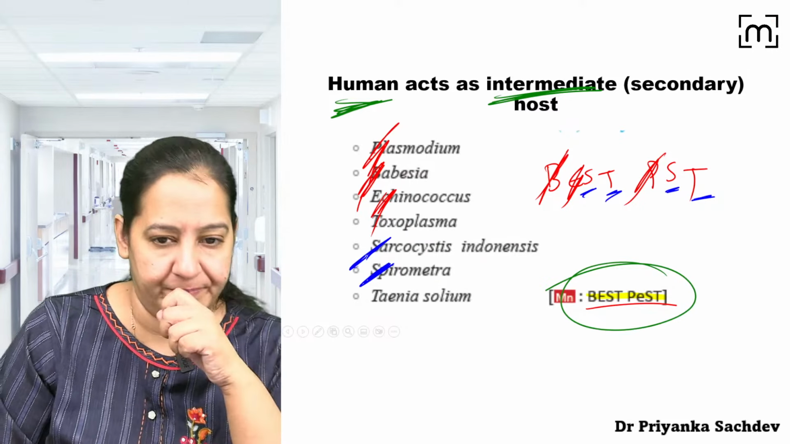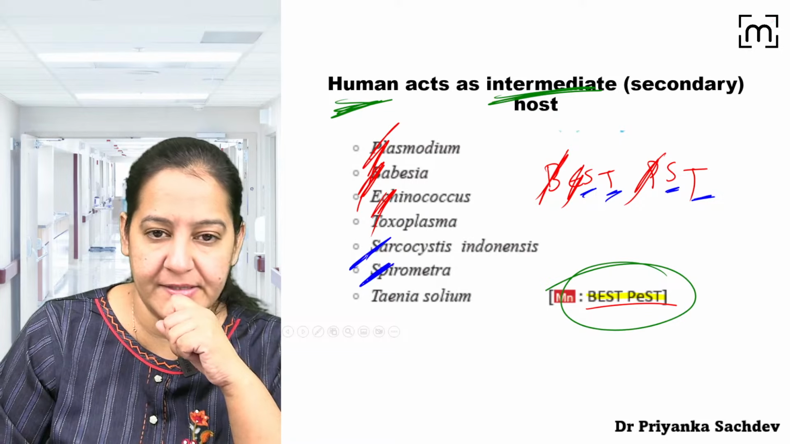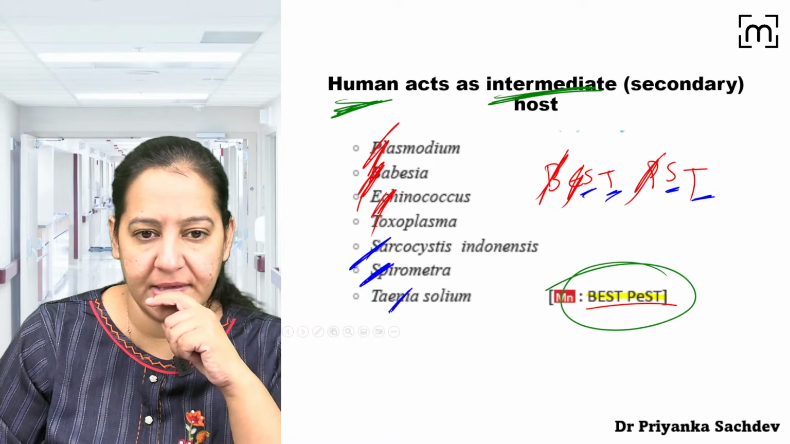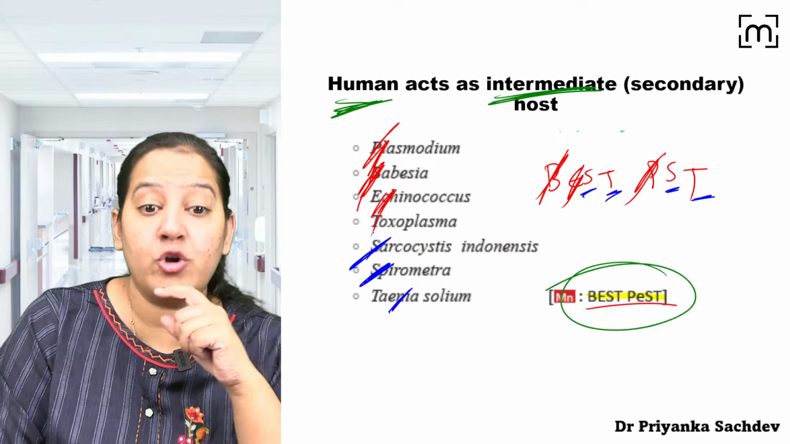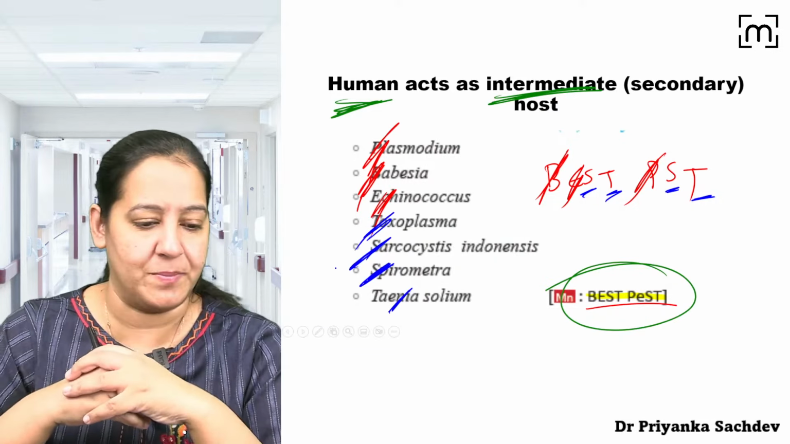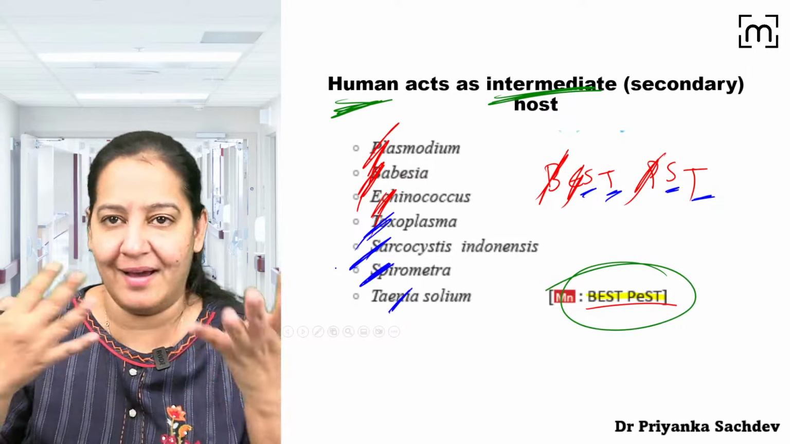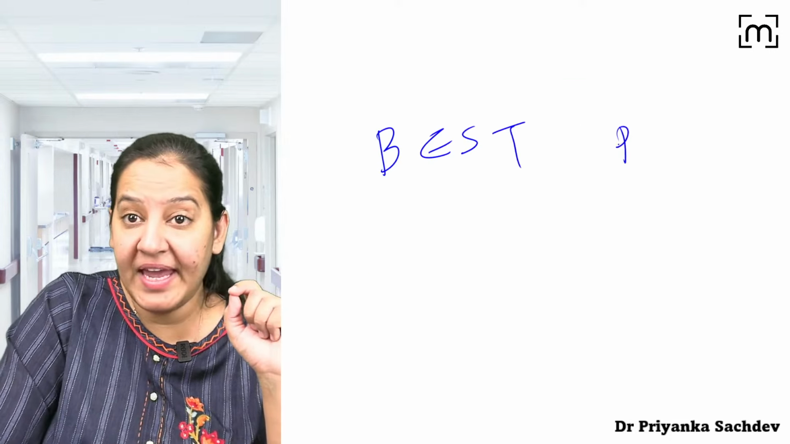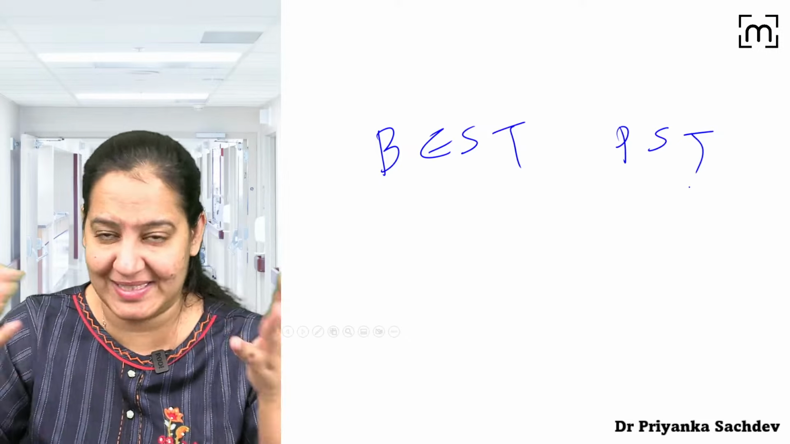And the 2T, where is the other T? I can see only one. It's Taenia solium. Where is the other T? I can't find the other T. Toxoplasma, I'm sorry. Taenia solium and Toxoplasma. Yes. So you can learn like that. The mnemonic is BEST PEST.